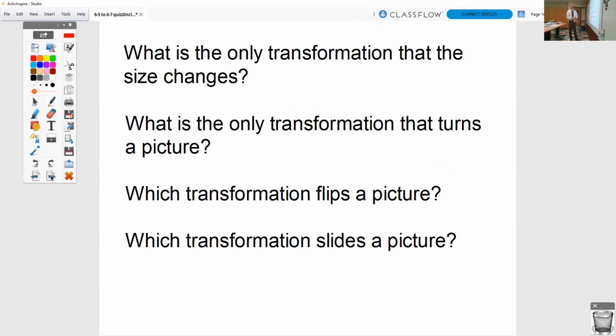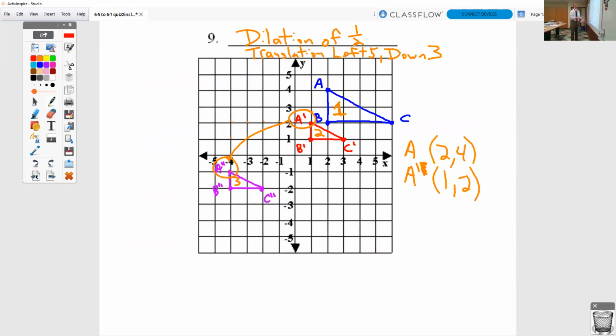So again, what is the only transformation that changes its size? That is a dilation, changes its size. What is the only transformation that turns a picture? That is a rotation. What transformation flips a picture? That is a reflection. And what slides a picture? That is a translation.